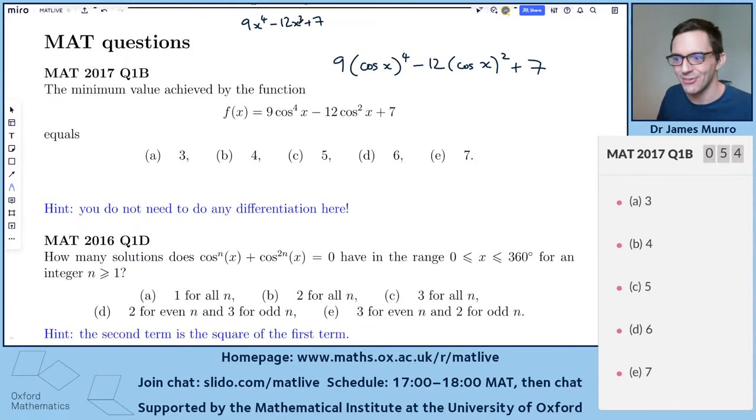It's got some cosines in, so I'm going to be a bit careful. Could you put values in? You could put some values in. I'd be a bit stressed putting values in, because I'd be worried about missing the minimum value. Like, if I just put in zero, then I get 9 minus 12 plus 7, which is 4. Okay, so I've put in a value and I've got 4.